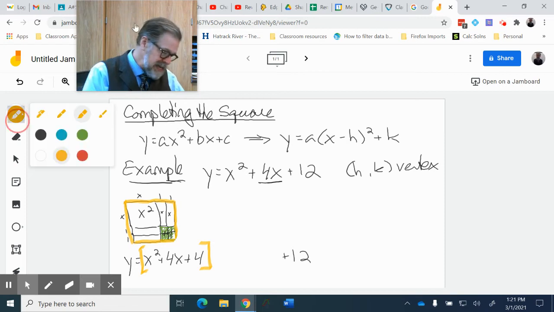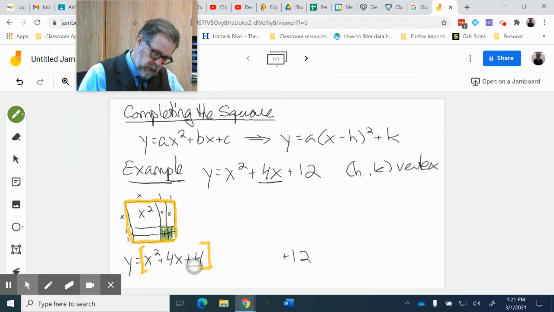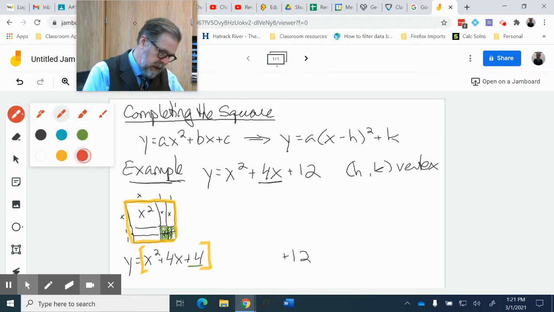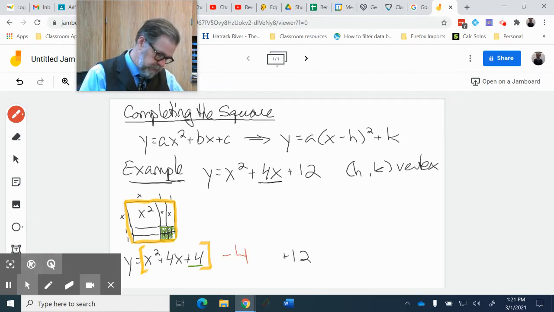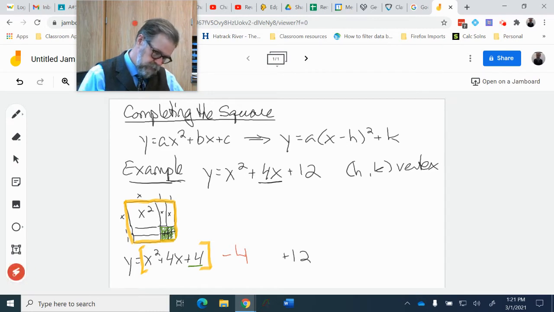That's the square. But because I added 4 to make this a square, I have to subtract 4 to keep my equation in balance. Notice that my equation is still x squared plus 4x plus 12 because these two things cancel each other out.